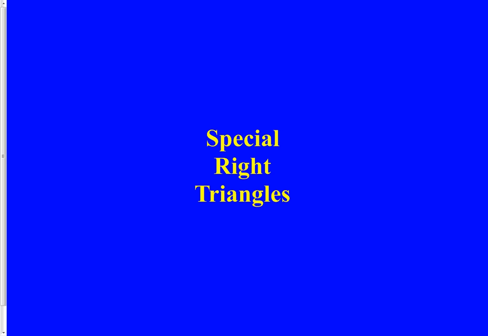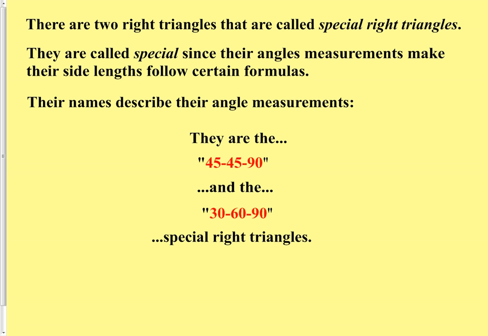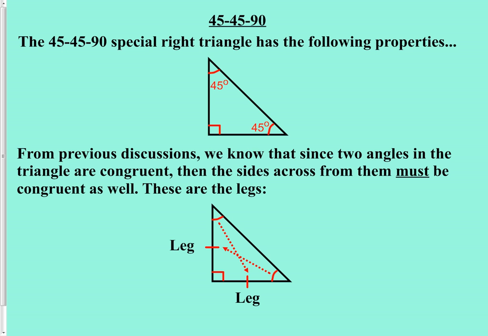A couple days later, we came back and we looked at special cases of triangles. There are two triangles that we call special right triangles. They are the 45-45-90 and the 30-60-90. And these numbers refer to the interior angle measurements of those triangles. Okay. Now, the reason these are called special right triangles is because their side lengths are predictable based upon what other information is going on in the triangle.